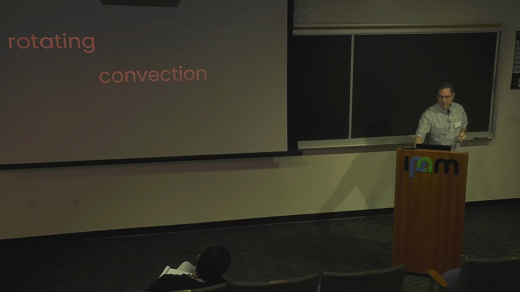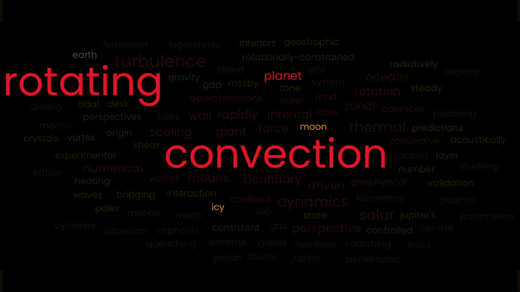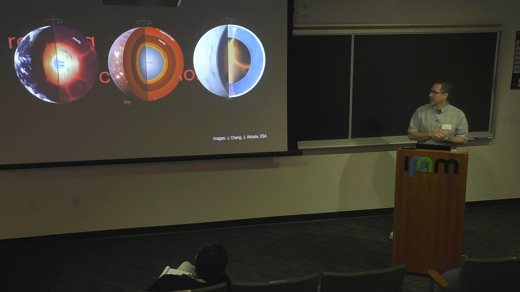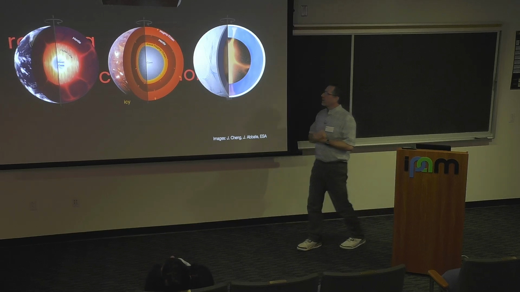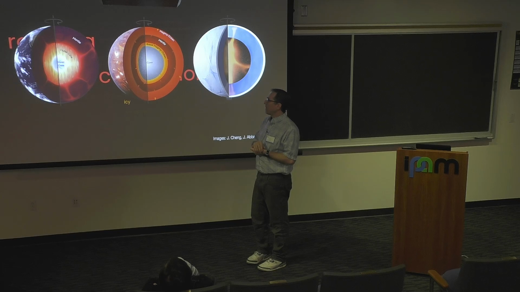All right. So rotating convection. Let's start going other places. What else is in our word cloud? Earth, planet, moon, icy. Great, let's do it. Fabulous. So for the geophysicists here, we have a number of people who study terrestrial bodies. There's Earth on the left.